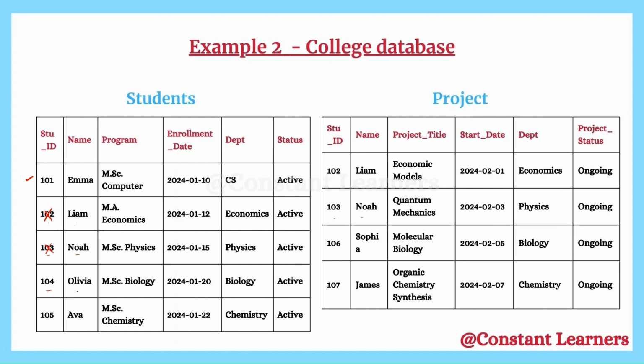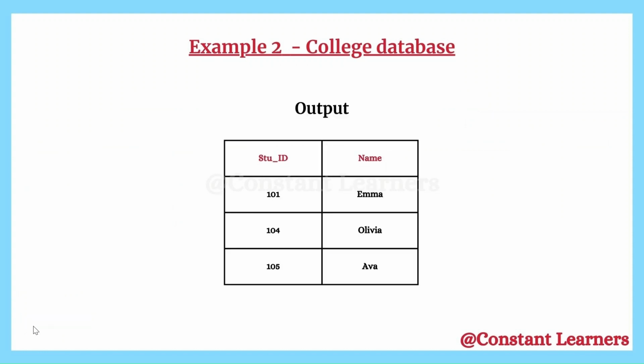Then here we have 104 Olivia. So 104 Olivia is not working on any project, so she will also be present in the output table. And here we have 105 Ava. 105 Ava is also not present in the project table, so she will also be present in the output table. Let's see what our output is. All right, so we have 101 Emma, 104 Olivia, and 105 Ava.